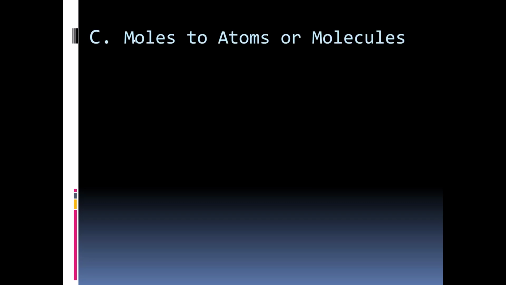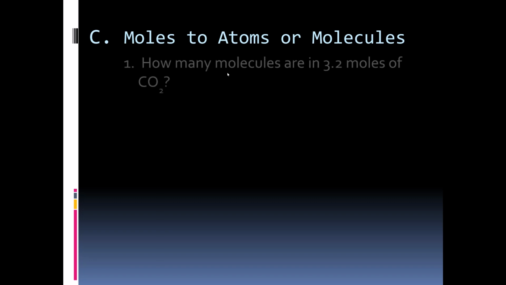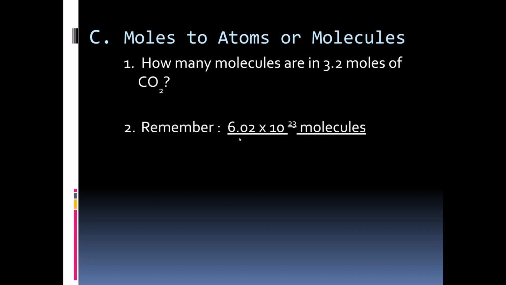Alright. Then we'll do our moles to atoms or moles to molecules conversions. This is where we're looking at how many molecules are in 3.2 moles of a certain compound. We're going to be doing carbon dioxide in this example. So we're given moles, and we're supposed to find molecules. This is where you have to remember that 1 mole is equal to 6.02 times 10 to the 23rd molecules. Okay?